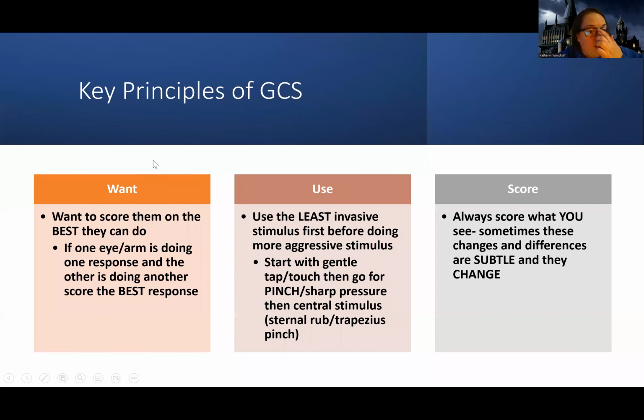So the key principles here: we want to score them on the best they can do. If one arm is doing one response and another is doing another, score whatever the best is. Least invasive first. So we always start with a gentle tap or touch, then go for the pinch, sharp pressure, or the deeper, harder, central stimulus. You definitely don't want to go in when you don't know if a patient's awake and start pushing on their chest and doing a sternal rub. And then always score what you see, regardless of what the person before you put, because these subtle changes can make a big difference. So you definitely want to document those changes as you see them.